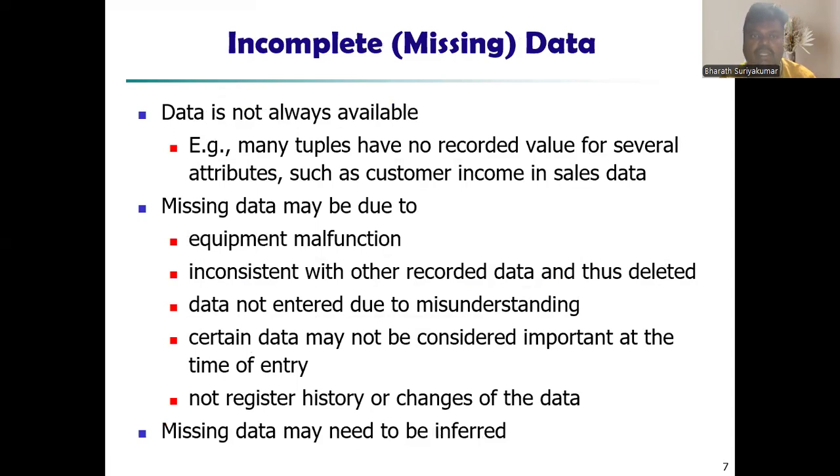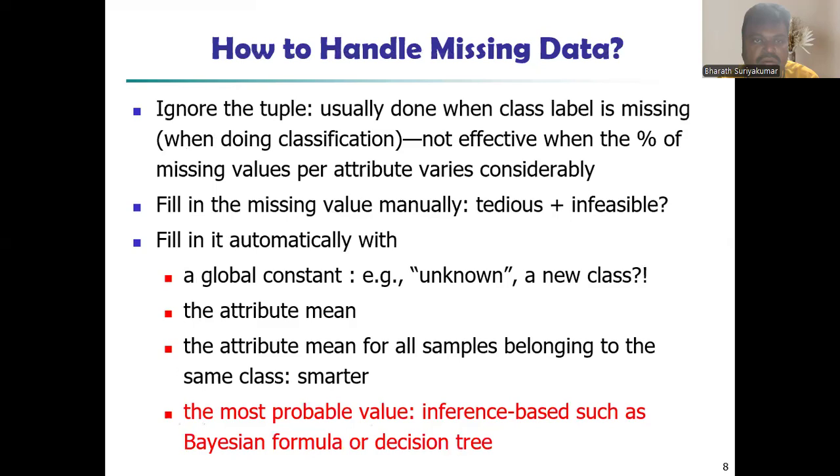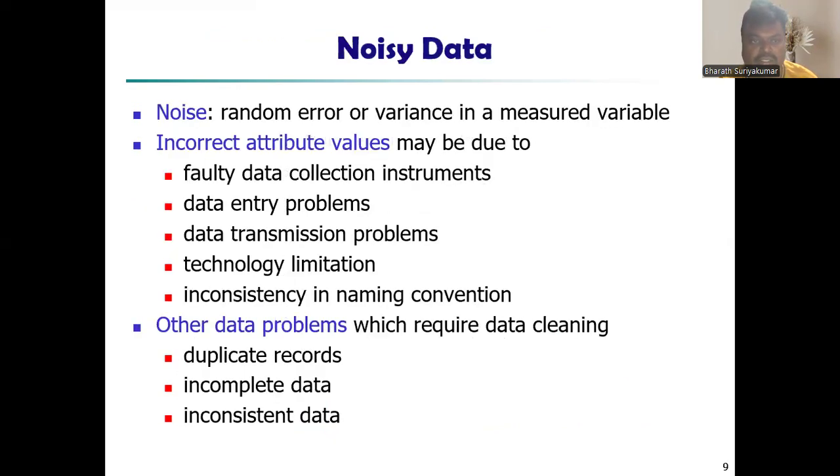Data is not always available. For example, many tuples have no recorded values for several attributes, such as customer income in sales data. Missing data may be due to equipment malfunction, inconsistency with other recorded data so it was deleted, data not entered, certain data not being considered important, or not registering the history or changes of the data. Missing data may need to be inferred. Ignore the tuple, usually done when the class label is missing. Fill in the missing values manually, which is tedious and often infeasible. Fill in automatically with a global constant or the attribute mean for all samples. Or use the most probable value, inferred with methods such as the Bayesian formula or a decision tree.